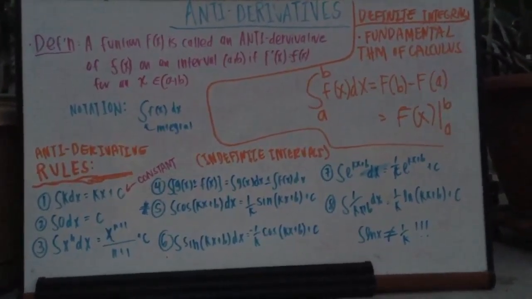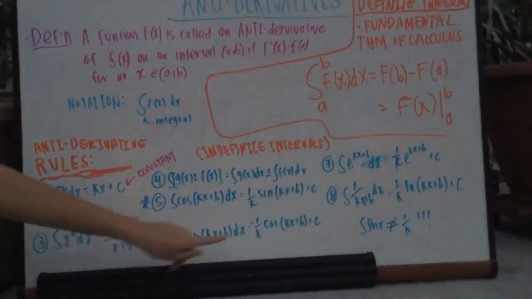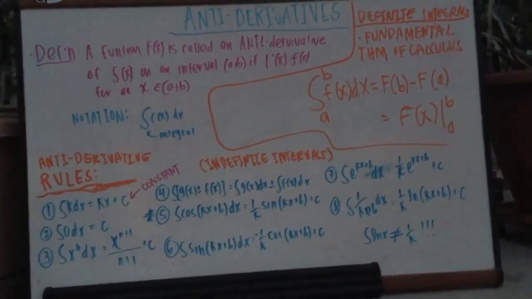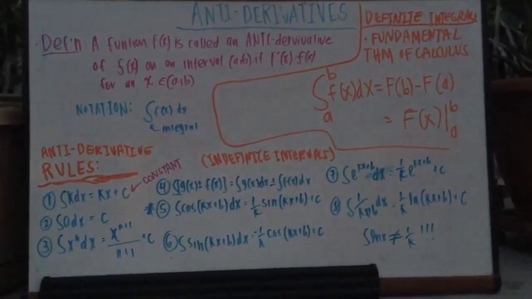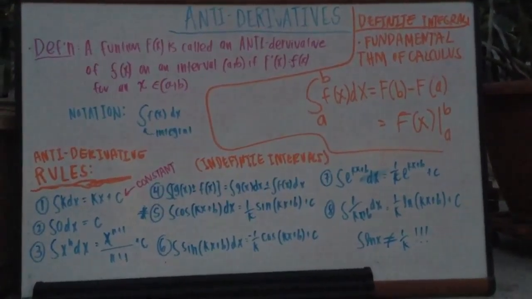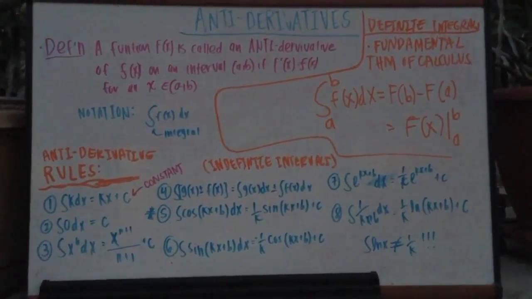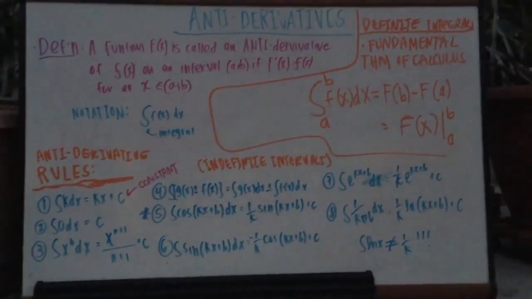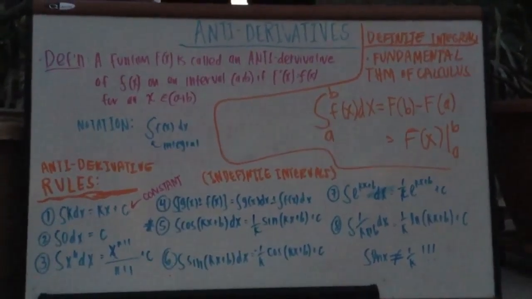Rule 6 is the same as Rule 5, but with sine. Don't forget the negative. Rule 7. When taking the integral of e, it stays the same, except you divide by the coefficient and add c. Rule 8 should be self-explanatory now, but remember that the integral of natural log is not 1 over k.